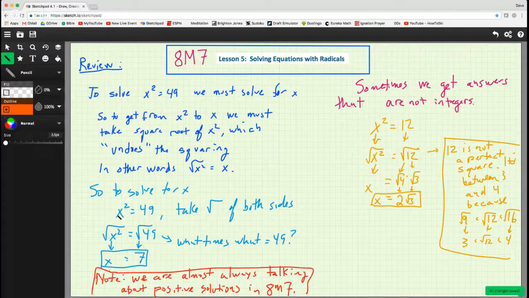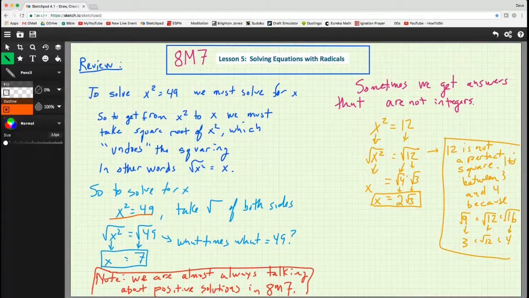That's what we say here. We get down to x squared equals 49. We take the square root of both sides because the square root of x squared is equal to x. And then the square root of 49 asks the question, what times what is 49? And the answer is 7, because we know that 7 times 7 is 49. So we get our answer, x equals 7.